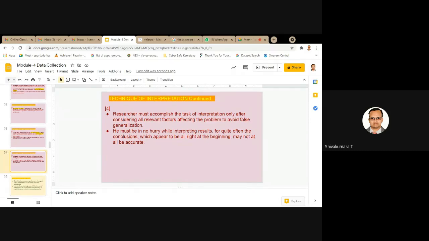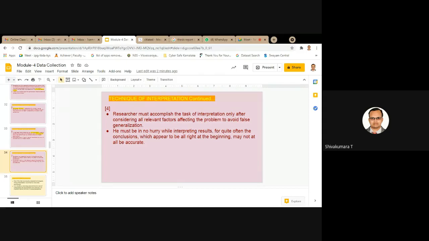So the researcher must be in no hurry while interpreting results. You should not go in a hurry, thinking I want to submit the report. Because of that reason, in a hurry mode, don't try to interpret the results. Take your own time to interpret the results, and based on your interpretation, try to write the article or the research report. Then submit to the higher ups.